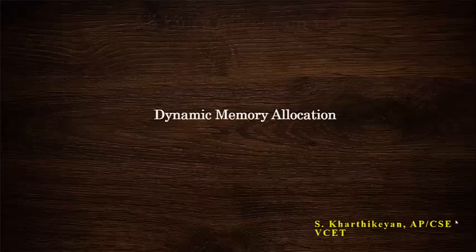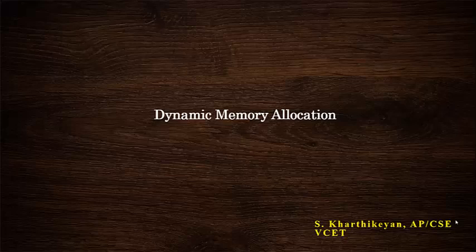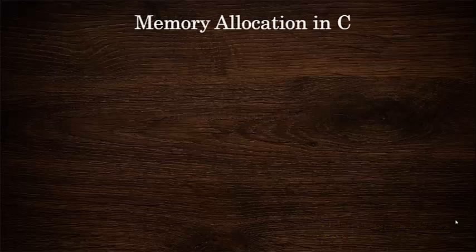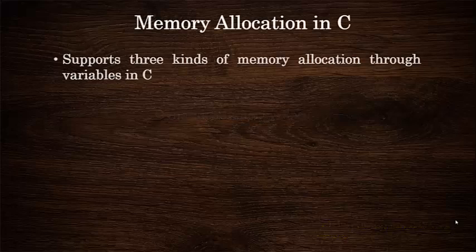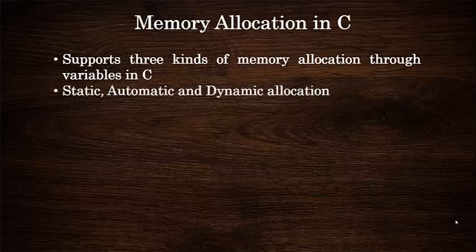In this video, we are going to discuss dynamic memory allocation in C. Before we talk about that, first we have to know what the memory allocation concepts in C are. When it comes to memory allocation in C, there are three kinds of memory allocation for variables that are supported: static allocation, automatic allocation, and dynamic allocation.